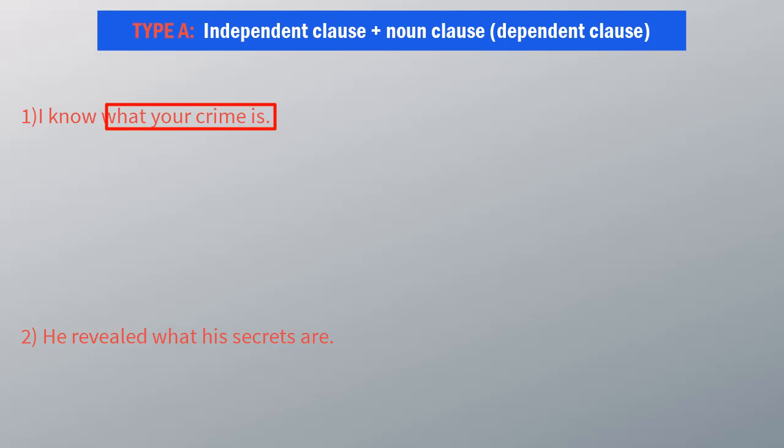Let's change it into a simple sentence. Guys, we already know a simple sentence has one independent clause, so we somehow have to change these two clauses into one independent clause. And how are we going to do it? We are going to change this noun clause into a noun phrase.